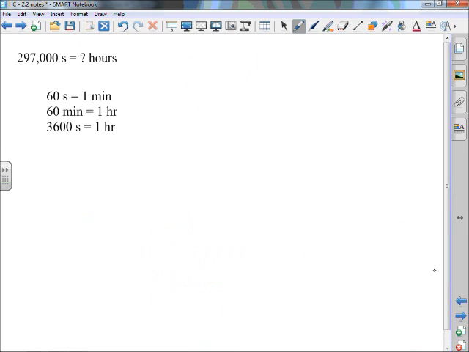Give you another example. You have 297,000 seconds, and we want to know how many hours that would be. Well, right here are three conversion factors, three values that tell us very specific measurements between two units. So what I want you to do is, on paper, we're going to look at how we would set this up with conversion factors, because all of you could say, oh wait, 297,000 seconds, divide by 60, that gives me minutes. Divide by 60 again, that gives me hours. Or some of you might know, oh yeah, there's 3,600 seconds in 1 hour.